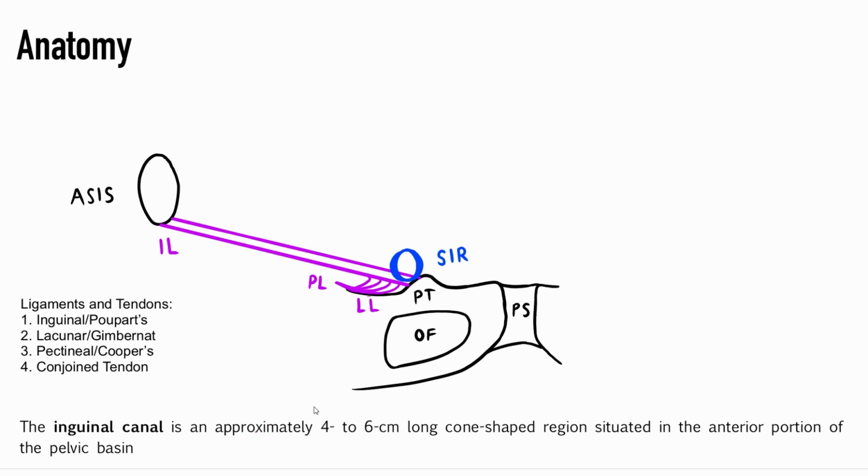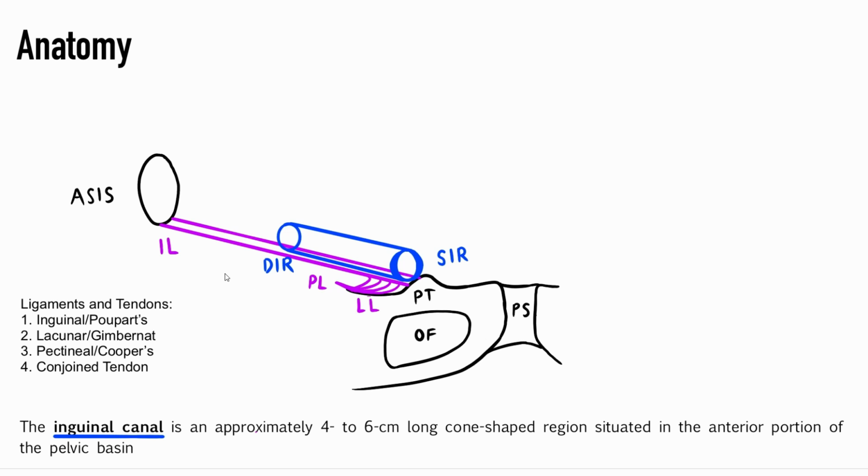So, if we have a superficial ring, we also have a deep or internal inguinal ring, located about halfway along the inguinal ligament, and it is a hiatus of the transversalis fascia. So here we have, running from the deep inguinal ring to the superficial inguinal ring, the inguinal canal, which is a 4 to 6 centimeter long cone-shaped region situated in the anterior portion of the pelvic basin. It's a passageway running obliquely through the anterior abdominal wall.